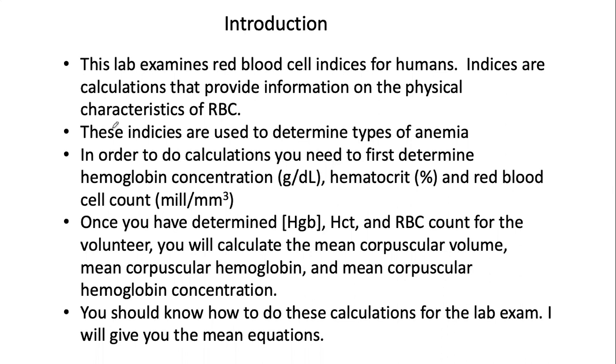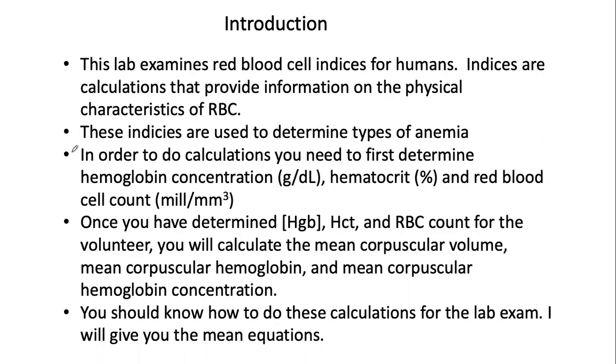So this lab examines red blood cell indices for humans using some samples from McGill University in Canada and a volunteer's blood. What are indices? Indices are calculations that provide information on the physical characteristics of red blood cells. What are they used for? They're used to determine if someone suffers from various types of anemia.